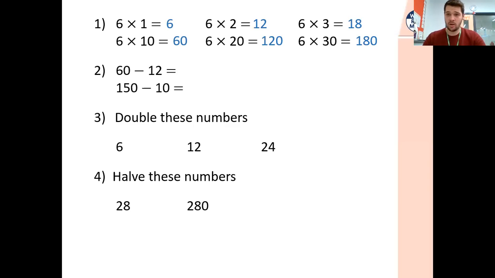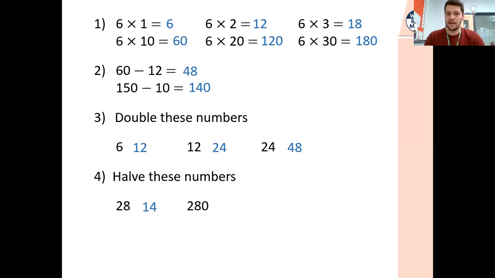60 take away 12. A strategy that I would use is I would take away 10, then I would take away 2. So 60 take away 10 is 50. 50 take away 2 is 48. 150 take away 10. I could do 15 take away 1, which is 14, and then add my 0 on there, 140.